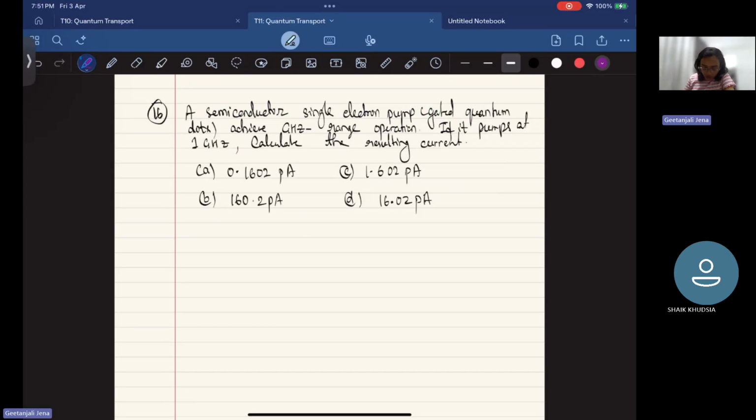Okay. There is a semiconductor single electron pump, which is a gated quantum dot, and this achieves gigahertz range operation. If it pumps at 1 gigahertz, what is the resulting current? So you are given the frequency. What is the current that you can get in a semiconductor single electron pump?